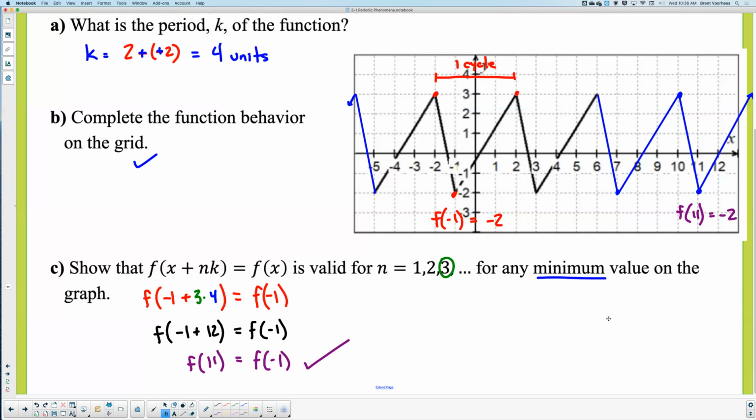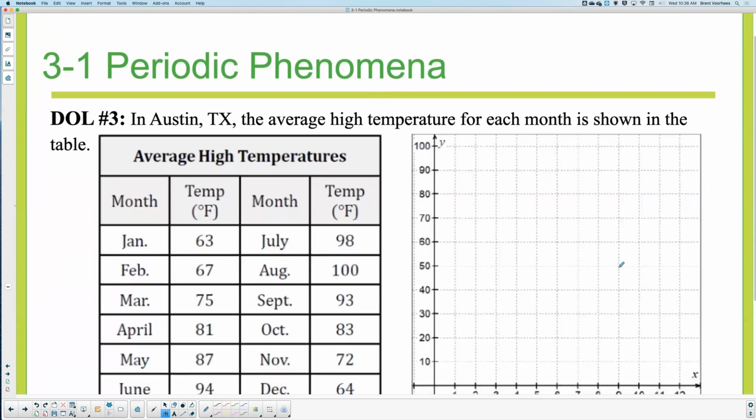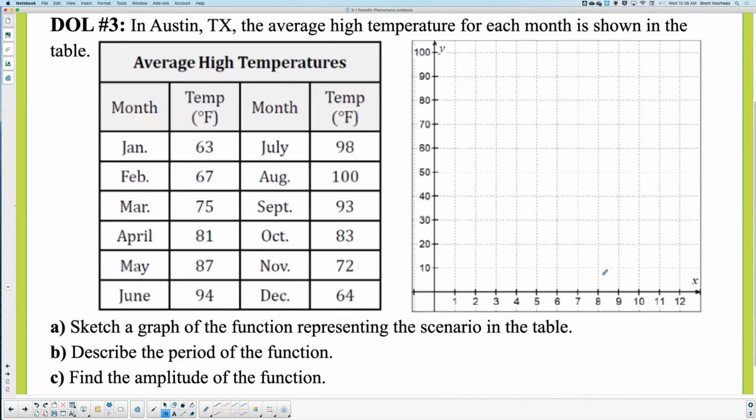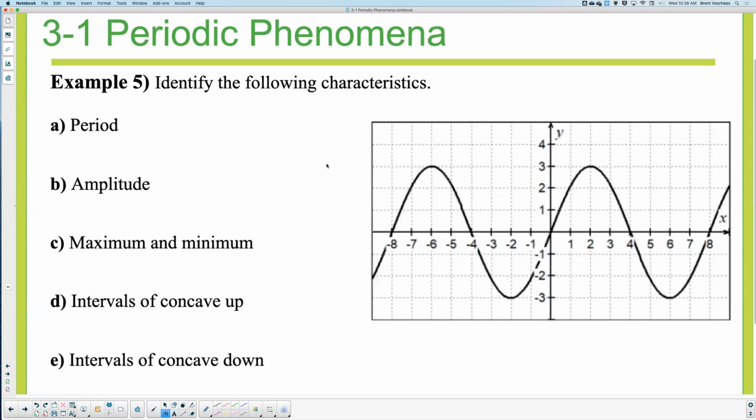Okay, you have one here that I want you to plot out and then find the amplitude and the period. All right, example 5. Now let's put this together and see how fast we can go through these.